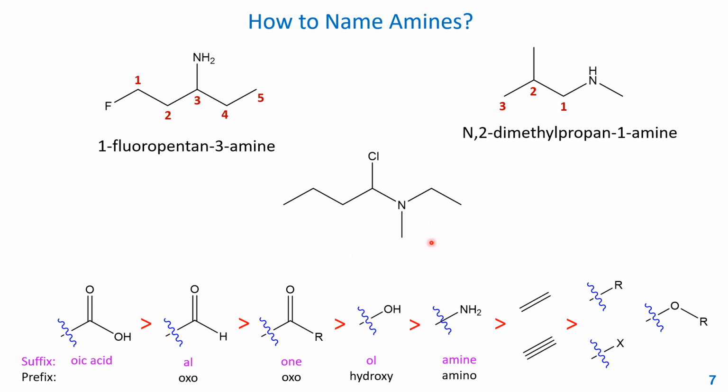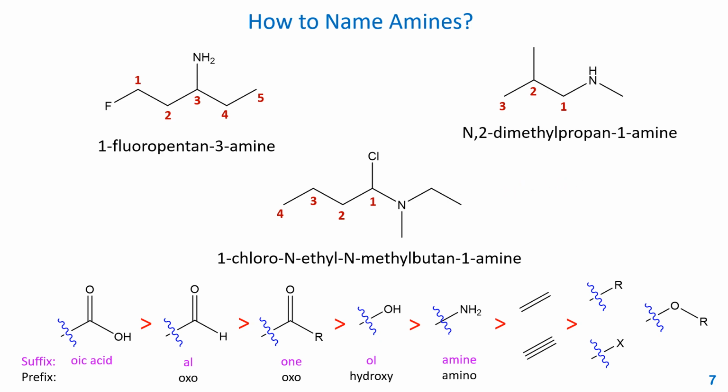Okay, for this tertiary amine, we pick up the longest one. Is 1, 2, 3, 4, right? So 1, 2, 3, 4. That's a but. And then we have a methyl, an ethyl, and a chloro as 3 substituents. And in alphabetic order, you have to say chloro first. 1-chloro-N-ethyl-N-methylbutan-1-amine. Butane is the prefix or parent. This 1 is the location of this amino group. Okay.